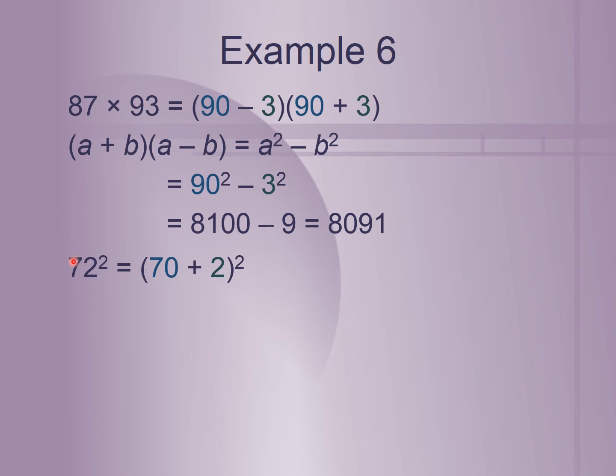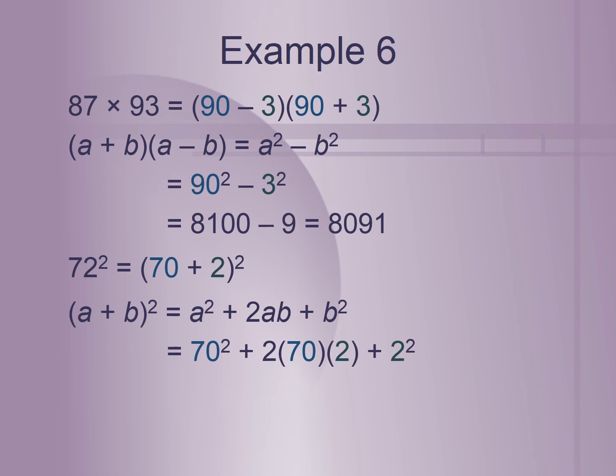Another example is 72 squared. We know that 72 is 70 plus 2. So we have 70 plus 2 squared, which is a square of a sum. And so we can use this formula, where 70 is our a and 2 is our b. So we have 70 squared plus 2 times 70 times 2 plus 2 squared. When we simplify that, 70 squared is 4900. 2 times 70 times 2 is 280, and then 2 squared is 4. Adding those together, we get 5,184. So again, we were able to do this mentally versus having to do 72 squared by hand or on a calculator.